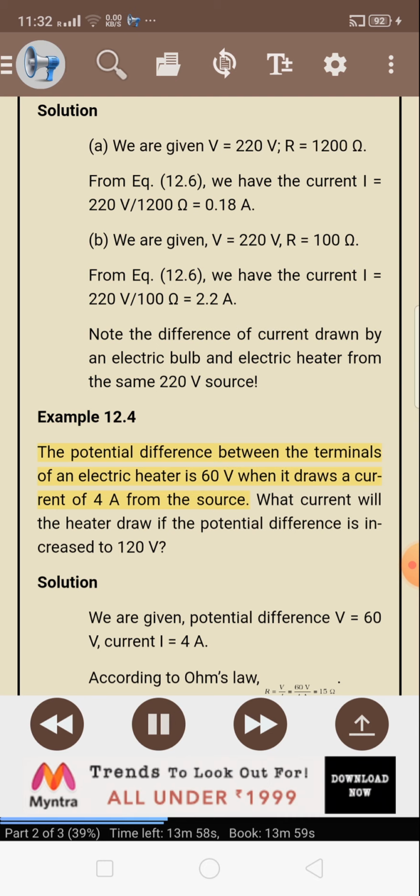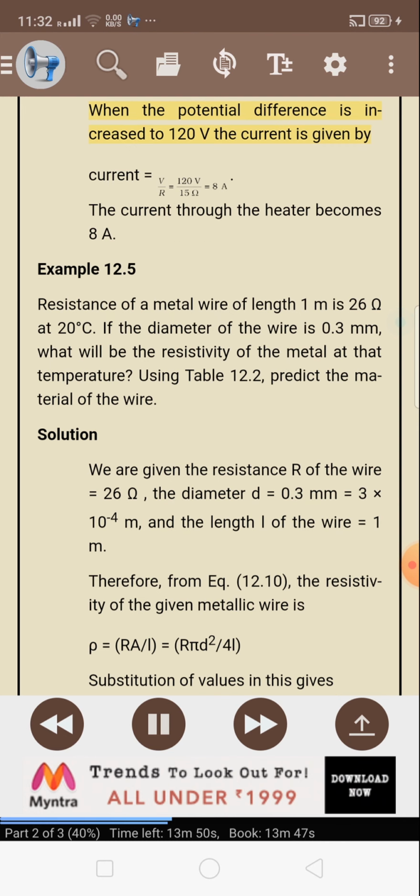Example 12.4. The potential difference between the terminals of an electric heater is 60 volts when it draws a current of 4 A from the source. What current will the heater draw if the potential difference is increased to 120 volts? Solution. We are given potential difference V equals 60 volts, current I equals 4 A. According to Ohm's law, when the potential difference is increased to 120 volts, the current through the heater becomes 8 A.